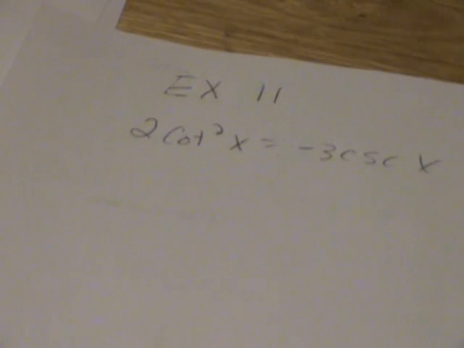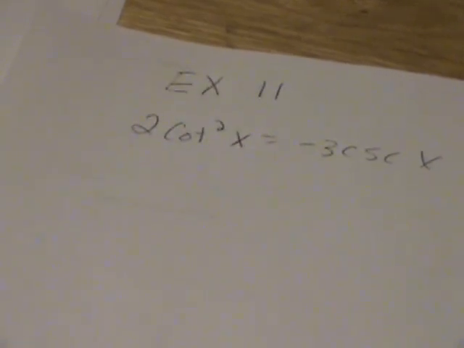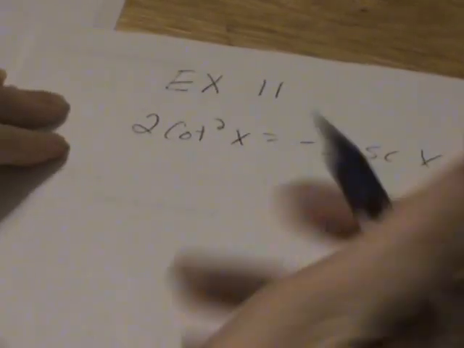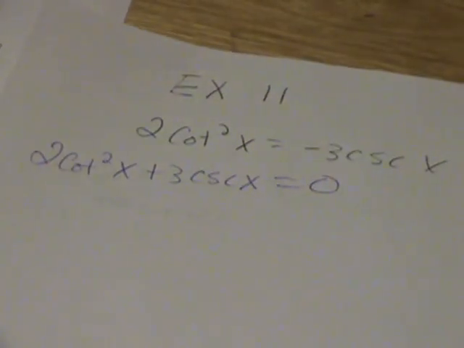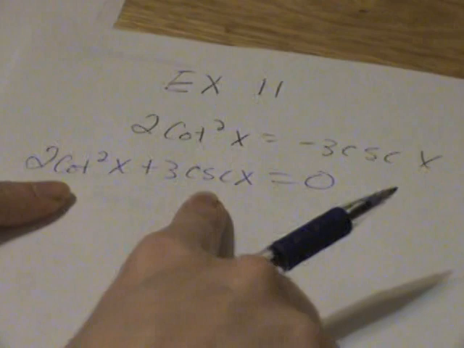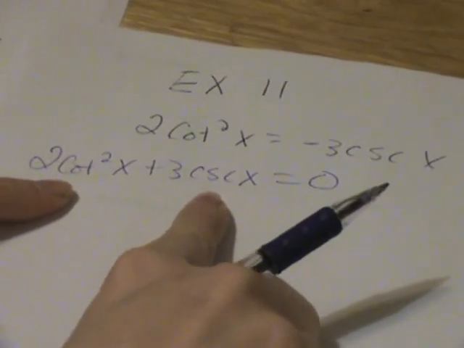All right, number 11. 2 cotangent squared equals -3 cosecant x. So I have 2 different trig functions. On some of these other problems, my first step was to get it equal to 0 and factor. Alright, I got it equal to 0, but there's nothing here I can factor out of this.